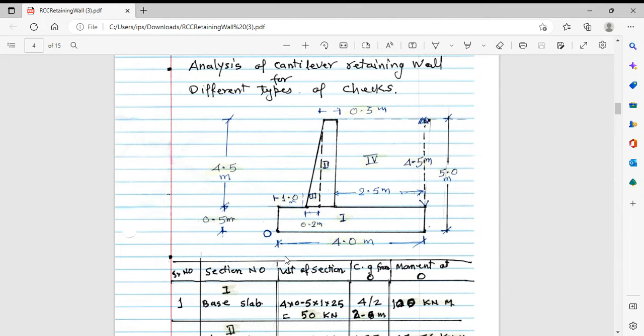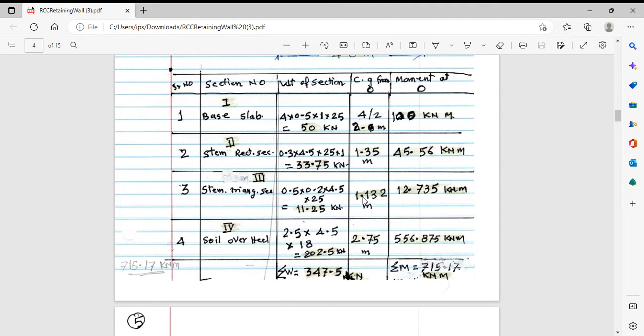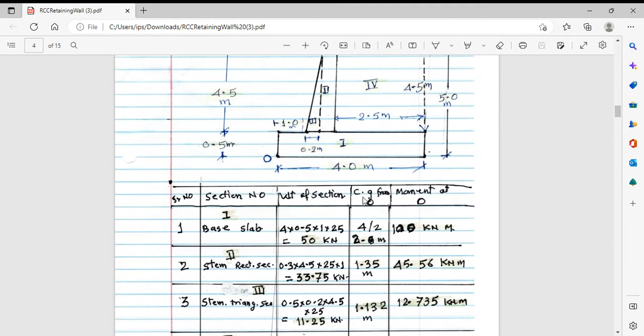Now, as we have already discussed, the total width is 4 meters. Total thickness of the base slab is 0.5 meters. This thickness is equal to this thickness. So this is 0.3, this is 0.5. Automatically this comes out to be 0.2 meter. This total height is 5 meters, and the height of the stem is only taken as 4.5 meters. Now we'll prepare a table and place the details of all the required components.